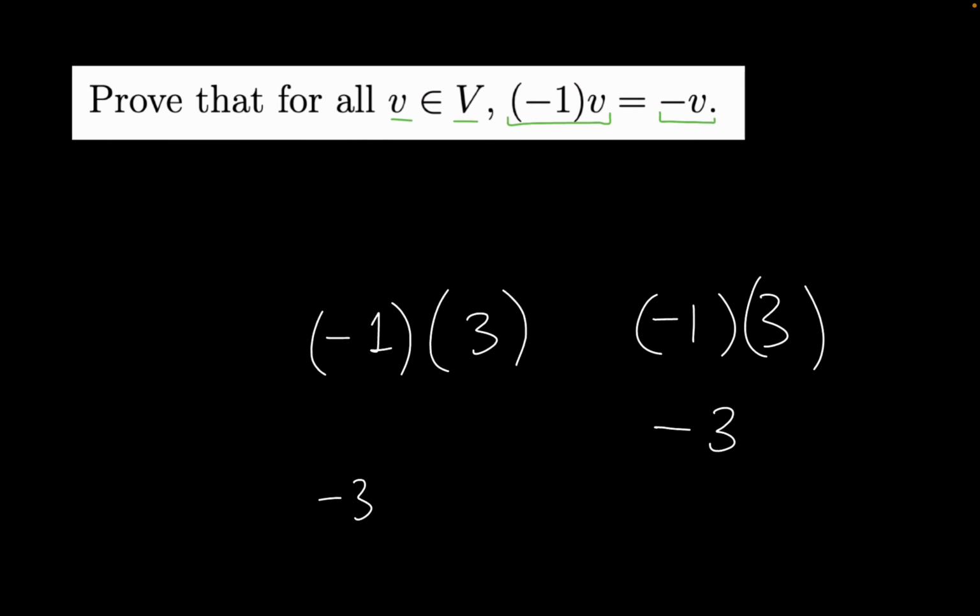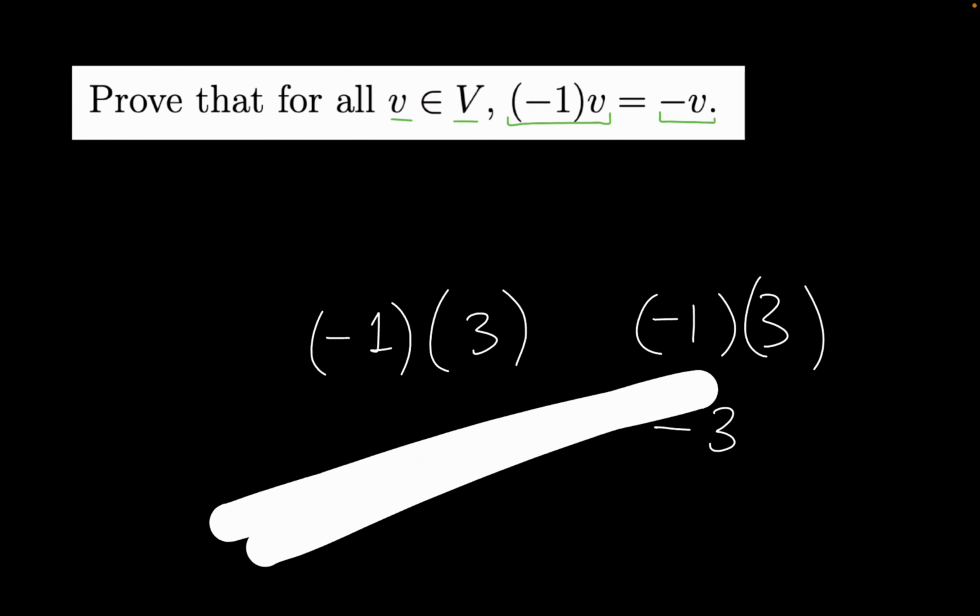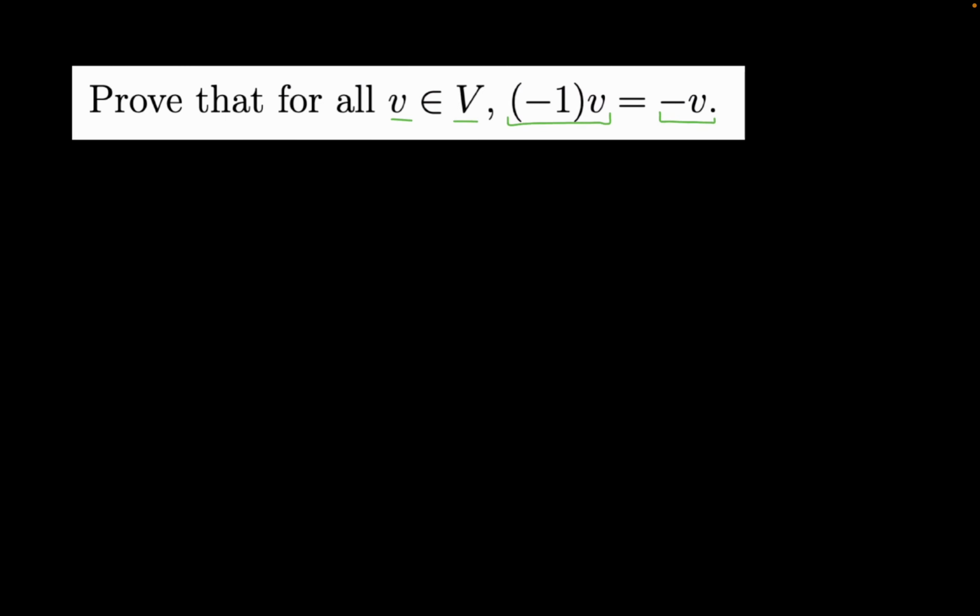The thing is, -1 times v and minus v, the way we write it, are actually two different objects. They happen to be equal to each other, which is what we're going to prove in this video, but they are, strictly speaking, two different quantities, at least definitionally, which happen to be equivalent. -1 times v is the scalar multiplication of the scalar -1 with the vector v.